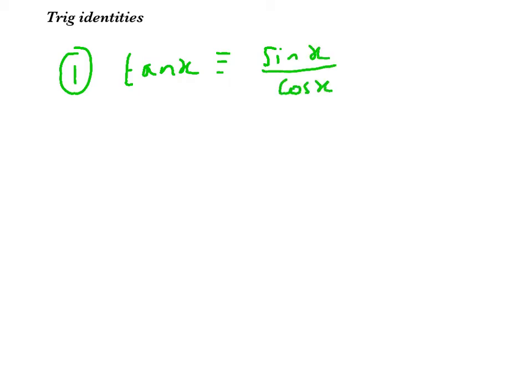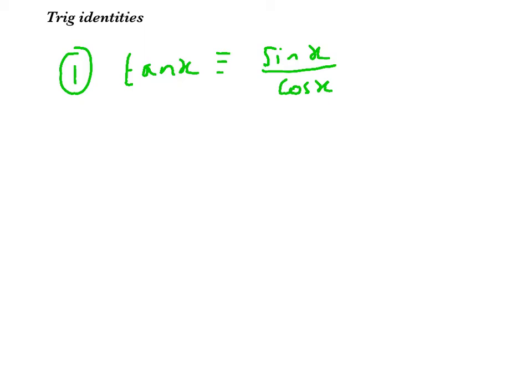Okay, so the foundation of everything we need to know are the graphs and the trig identities. So now we're going to learn the trig identities. The first one you need to know is that tan x is always equal to, that's what those three lines mean, always equal to sine x over cos x. Okay? And we can prove that, can't we?